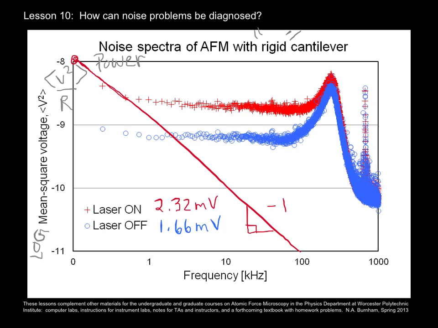The lovely thing about log-log plots is that if you have data with the slope, it reveals the power law. So initially, for the laser on situation, with low frequencies, the data are following a 1/f dependence. And this 1/f noise is fairly common in electronics. And you'll see it more evidently in the next slide that I'll show you.